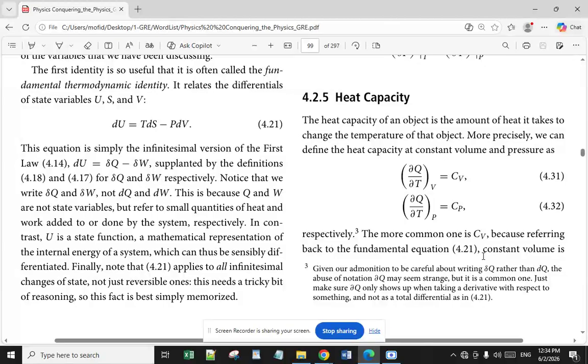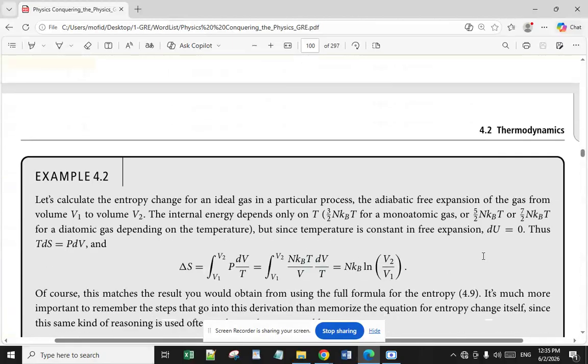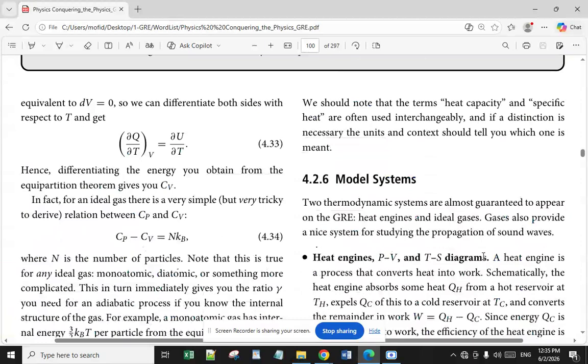And this is given our admonition to be careful about writing δQ rather than dQ. The abuse of notation δQ may seem strange, but it is a common one. Just make sure δQ only shows up when taking a derivative with respect to something, and not as a total differential as in equation 4.21. The more common one is CV, because referring back to the fundamental equation 4.21, constant volume is equivalent to dV equal to 0.